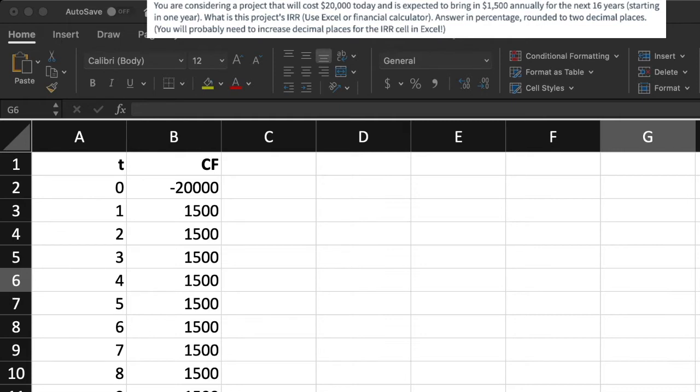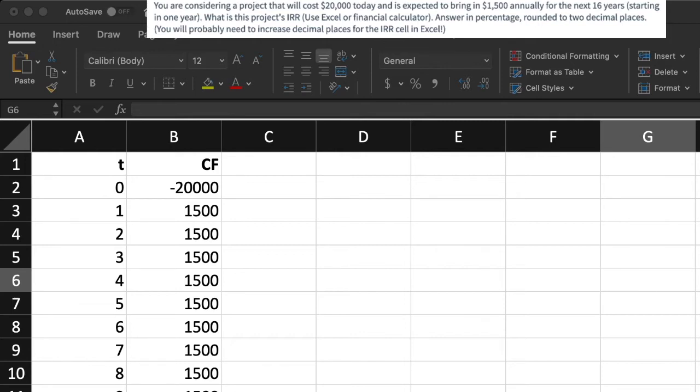Because this is set up as an annuity, we will not be able to compute the IRR of this project algebraically. So we're going to have to use Excel or a financial calculator. So let's start with Excel. What we need to do is just draw the timeline on Excel.